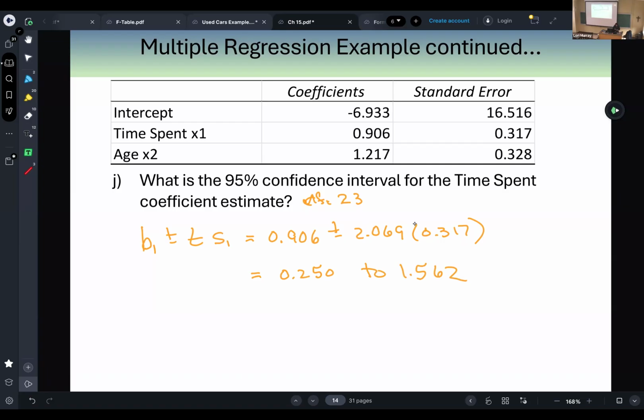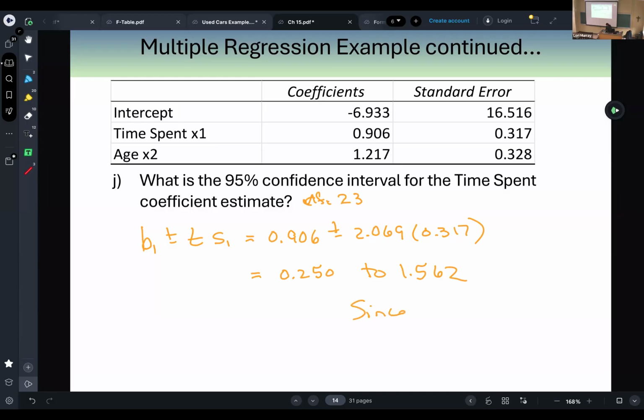Does anybody get anything different? And it's not too close. Had the lower bound been 0.009 or something like that, really close to zero, then I would have been a little more nervous. But we're not. We're 0.25 to 1.562.